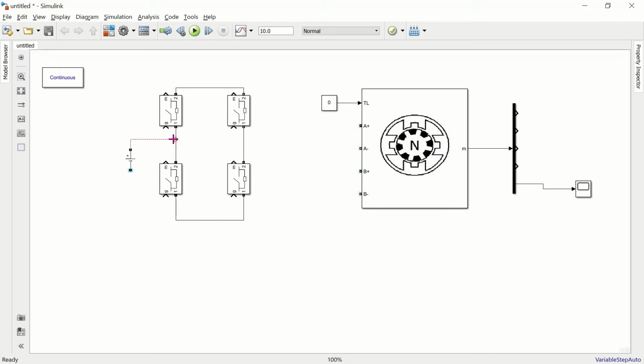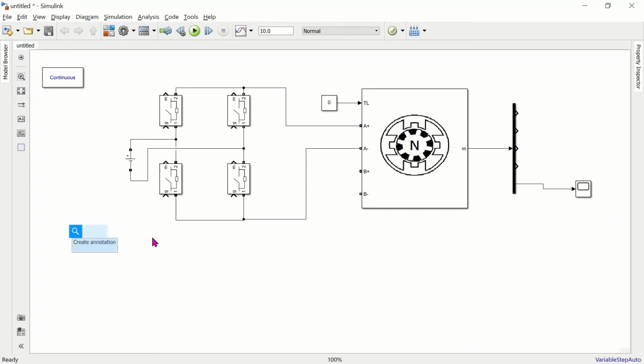The source is connected. At the other end of the bridge is connected to A plus, A minus. When we switch on switch 1 and 3, we are connecting the positive terminal to the A plus. That means the current is entering. When we switch on the alternate switches, then current flows through A minus.